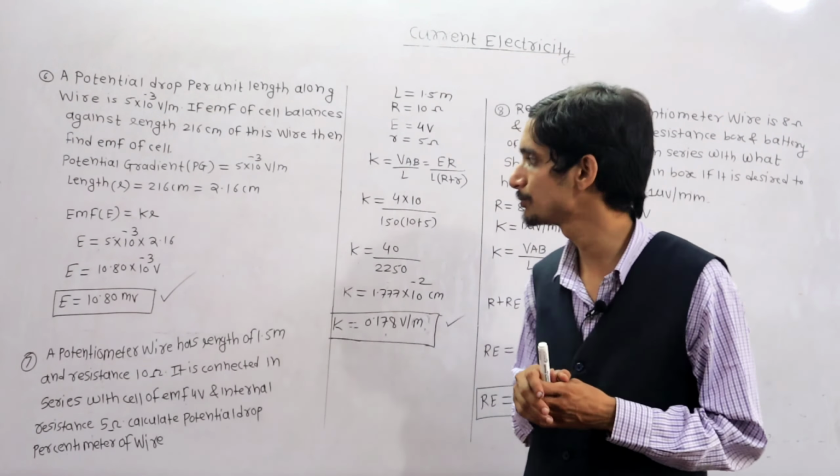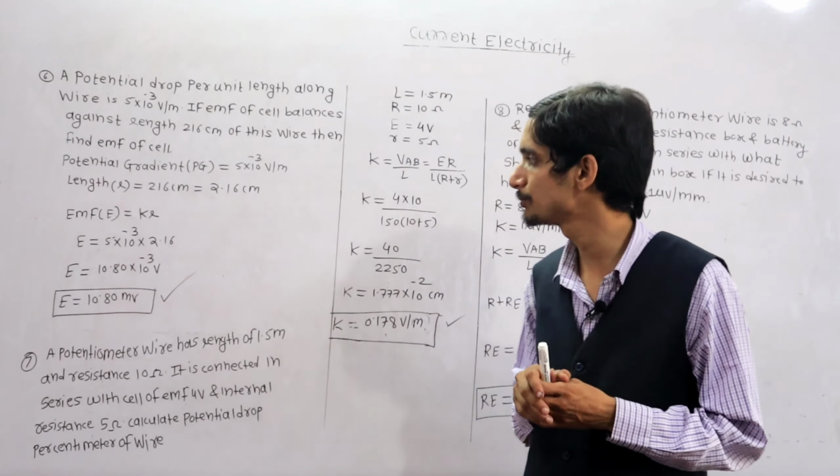Now EMF E is equal to K times L, where K is the potential gradient. So E is equal to 5 into 10 raised to minus 3 into 2.16. So E is equal to 10.80 into 10 raised to minus 3 volt, which is 10.80 millivolt. So simply you have to use the formula, that is E is proportional to balancing length, and if you remove the proportionality sign, then E is equal to K times L. K is given, L is given. Easily E can be found, that is 10.80 millivolt.